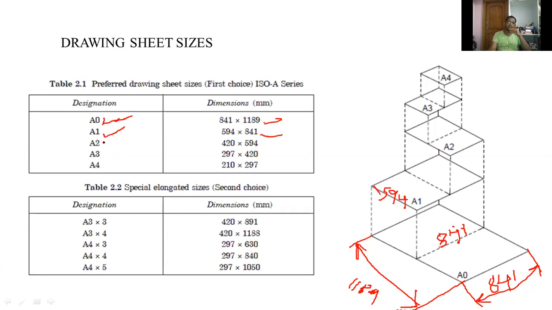Okay. Similarly, here A2 drawing sheet. The width of this A2 drawing sheet is equal to half of the width of A1 sheet. So this length is half of this length, that is 420. The length of this A2 sheet is 420 mm, and this length is equal to A1 sheet, so 594.